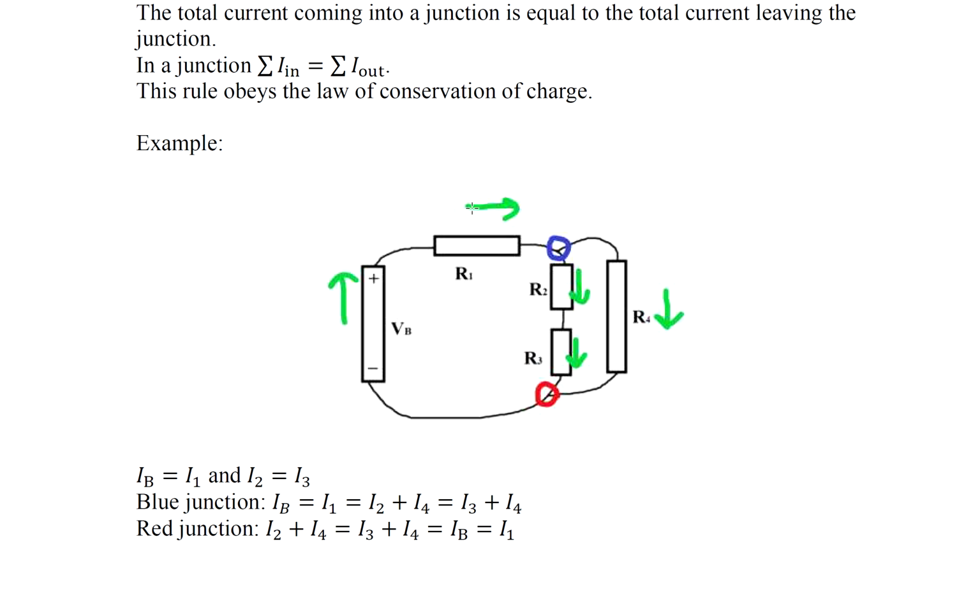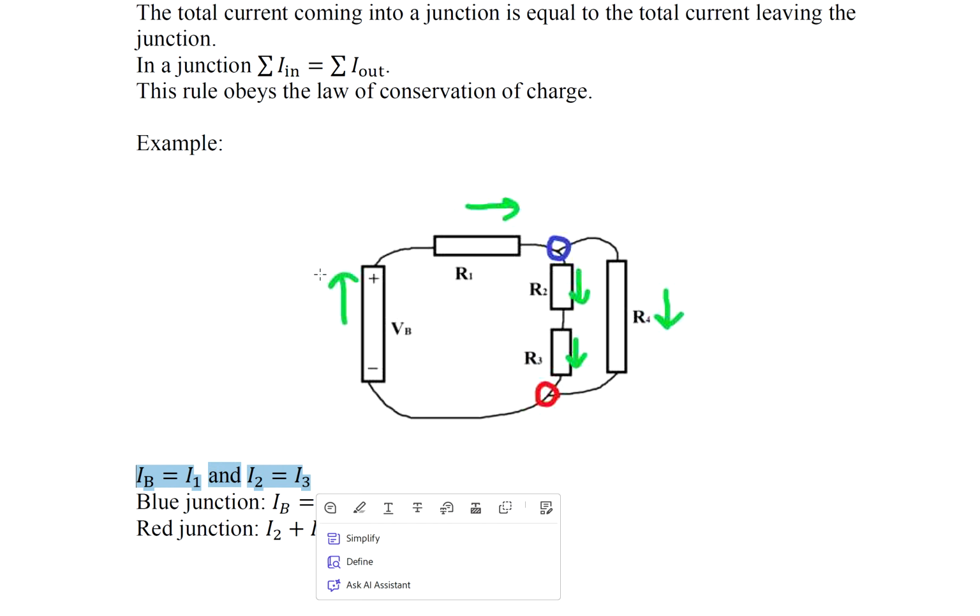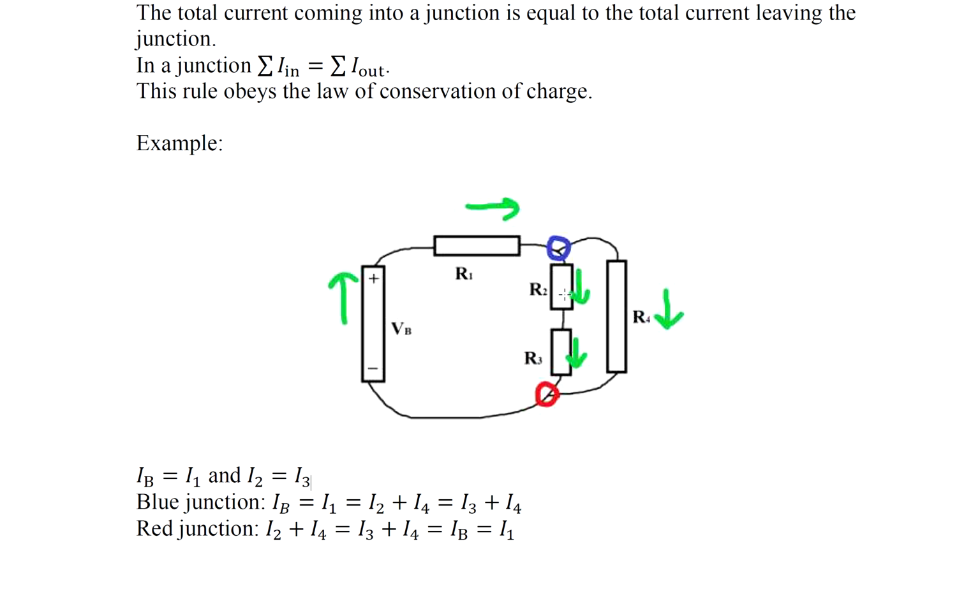So we have I battery equals I1. That means the total current going through the battery is the total current going through resistor 1. And I2 equals I3. That means the total current going through resistor 2 equals the total current going through resistor 3. So the blue junction tells us I_B equals I1 equals I2 plus I4, or I3 plus I4.